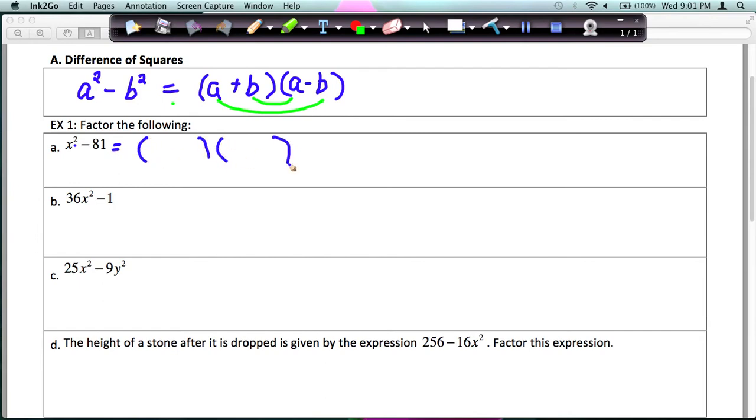So we're going to go ahead and do our two sets of parentheses. For our first term, x squared, it would be x and x. And remember, it's opposite signs, and it doesn't matter which one you put first, whether it's plus or minus. And then what number squared gives you 81? Or you could just take the square root of 81, and that would be 9. 9 times 9 is 81. So this factors to be x plus 9 times x minus 9.